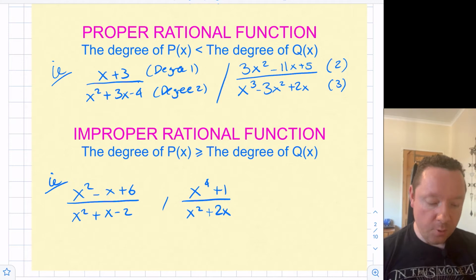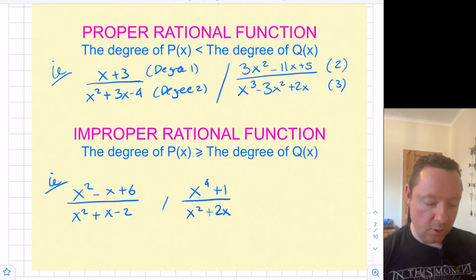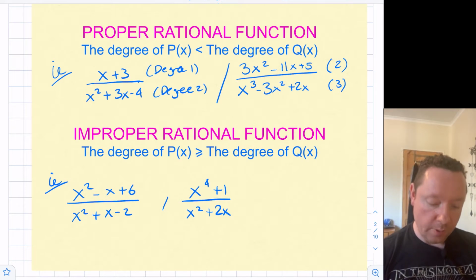Okay. An improper rational function is simply the opposite, when the degree of the top function, p of x, is greater than or equal to the degree of the bottom one, q of x. So for example, x squared minus x plus 6 over x squared plus x minus 2 would be improper because the degree is the same, or x to the power of 4 plus 1 over x squared plus 2x would be improper because 4 is bigger than 2.